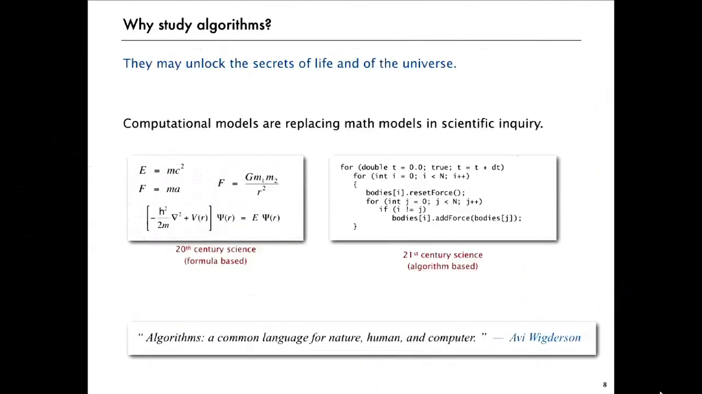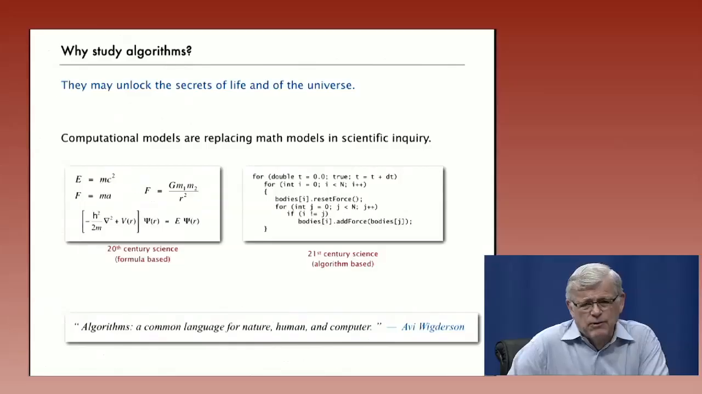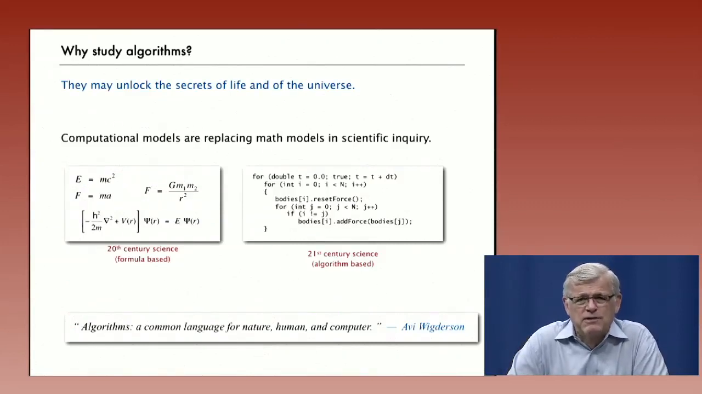Another reason nowadays to study algorithms is that they have become a common language for understanding nature. Algorithms are computational models, and algorithmic models are replacing mathematical models in scientific inquiry. In the 20th century, scientists developed mathematical models to try to understand natural phenomena. It soon became clear that those mathematical models were difficult to solve. It was difficult to create solutions to be able to test hypotheses against natural phenomena.